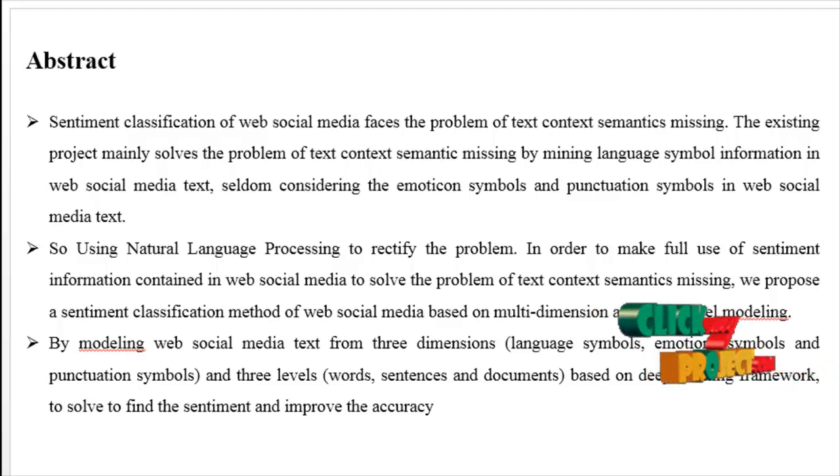In order to make full use of sentiment information contained in web social media to solve the problem of text context semantics missing, we propose a sentiment classification method of web social media based on multi-dimension and multi-level modeling. By modeling web social media text from three dimensions like language, symbol, emotion symbols and punctuation symbols, and three levels, word, sentence and documents, based on a deep learning framework to find the sentiment and improve the accuracy.